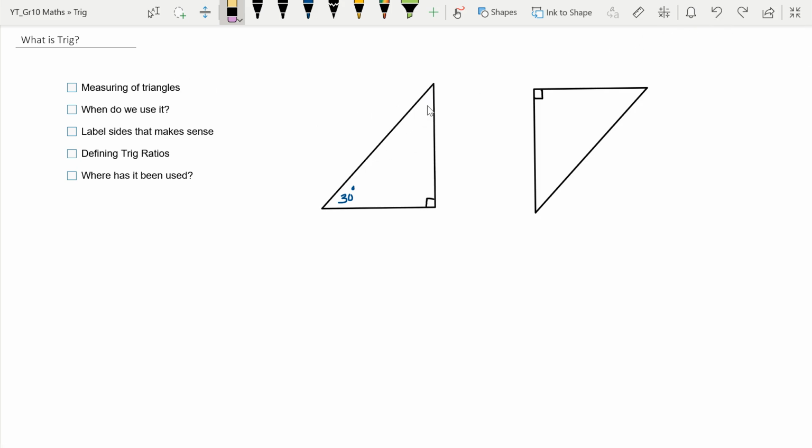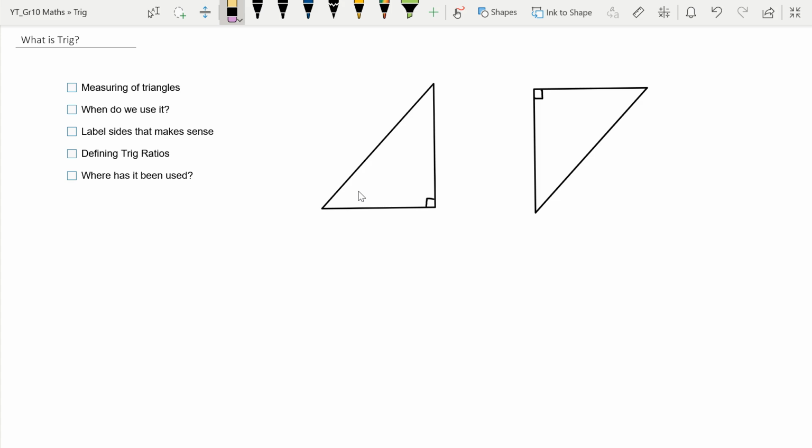What trig is going to help us with is that now, when we are given one angle and a side, we will be able to find another angle. Or if we are given an angle and one side, we can use that information to find another side. If we are given two sides, we'll be able to find a missing angle. So we are now in a position where we can find angles and sides, which you haven't been able to do at this stage. That opens up a whole new world of what we can do with triangles.